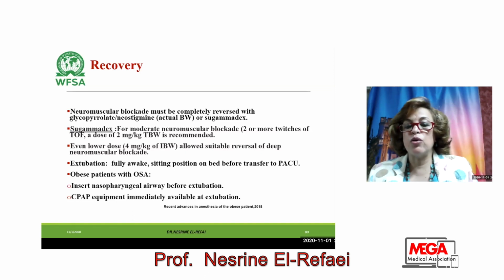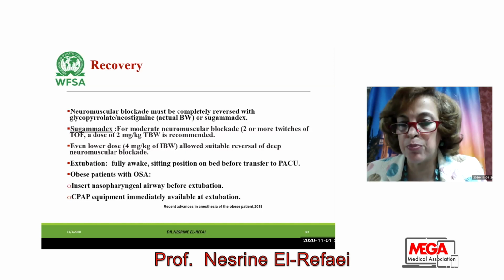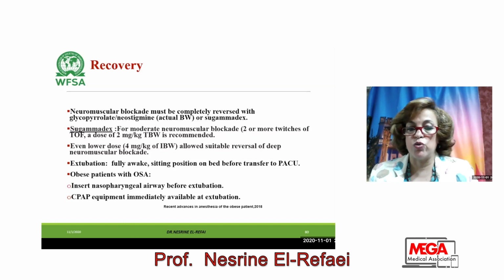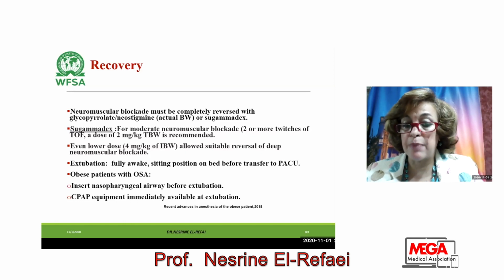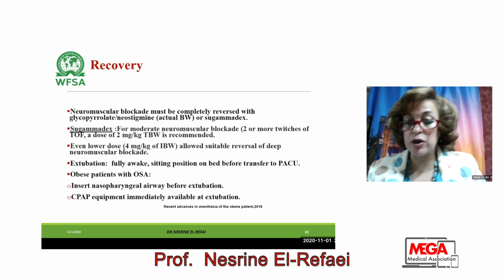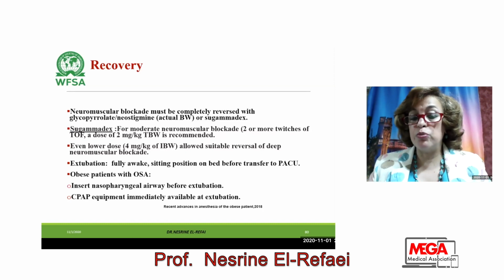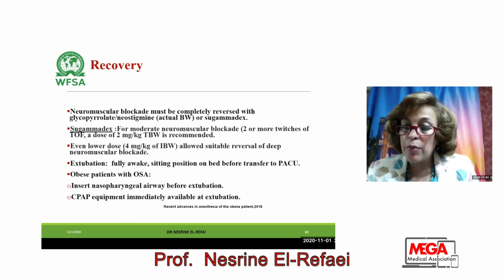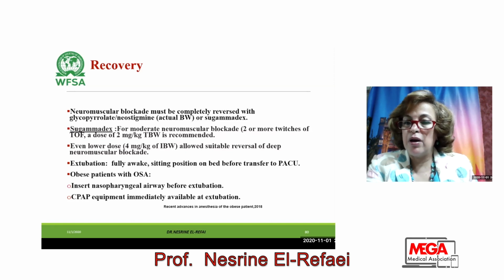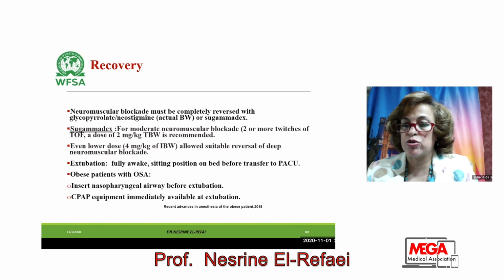Extubation should be done with the patient fully awake in the sitting position on the bed before being transferred to the recovery room. If you have a patient with obstructive sleep apnea, take care and insert a nasopharyngeal airway before extubation. CPAP equipment should be immediately available at extubation, and it's common practice now that when we have a patient with obstructive sleep apnea, who usually has their own CPAP at home, we can ask them to bring the CPAP and use it pre-operatively and post-operatively. The patient will be more familiar with it.